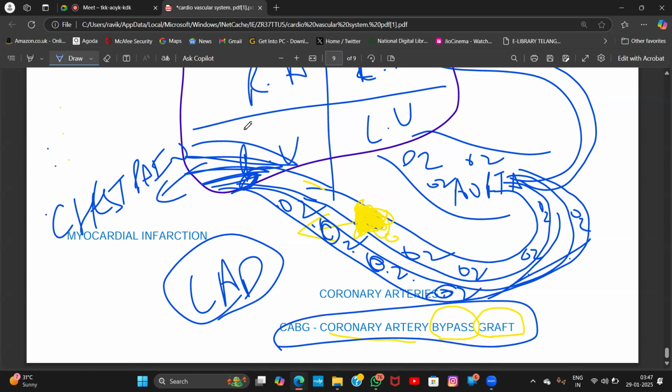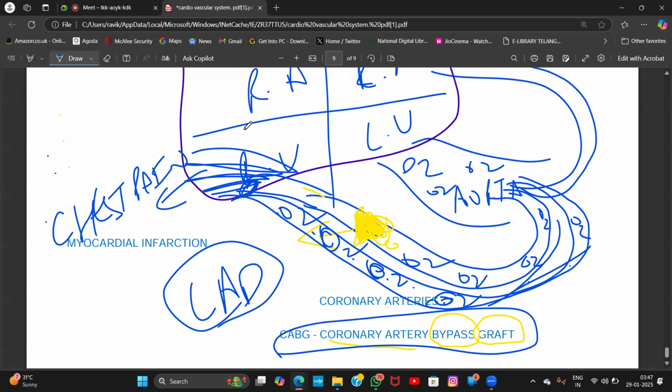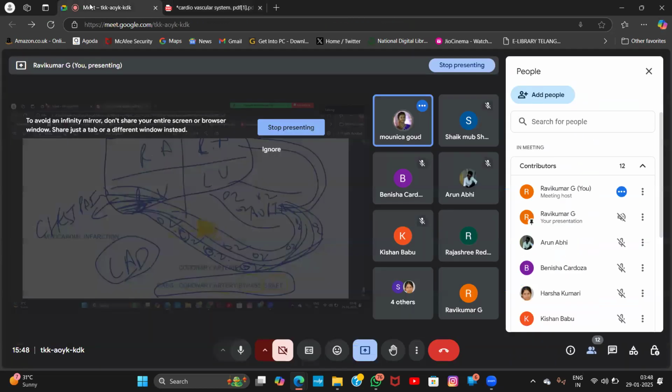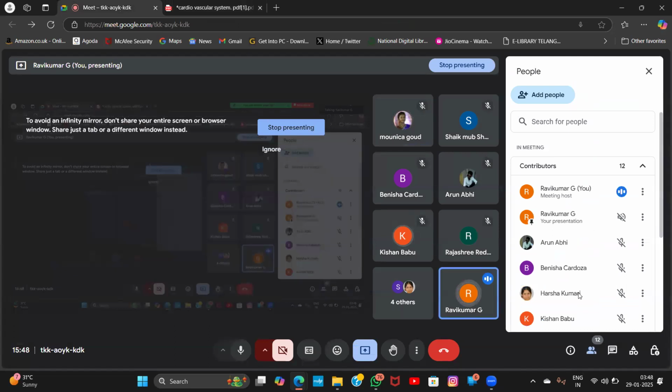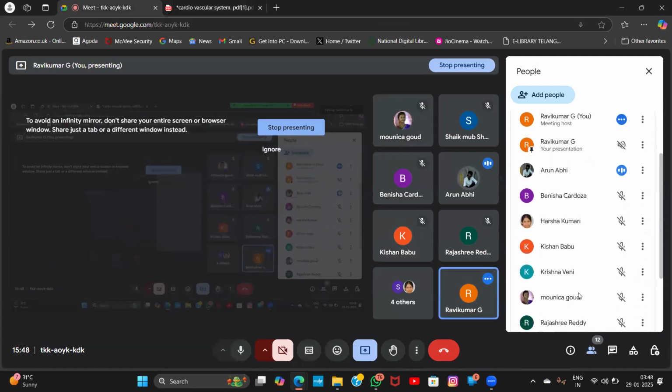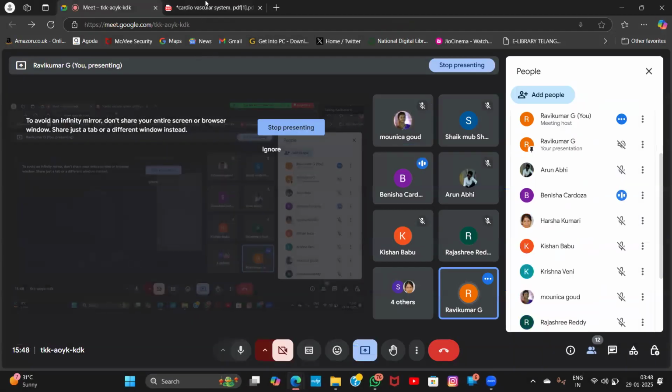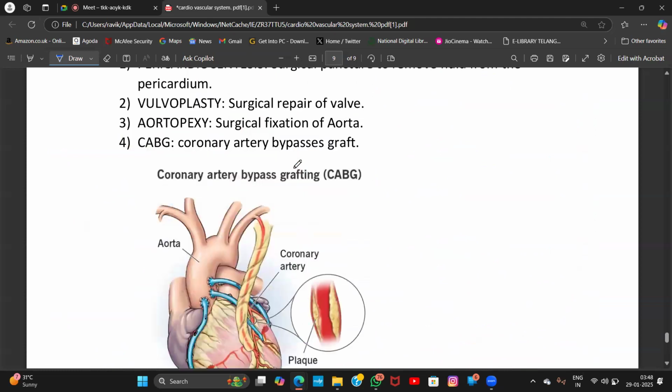Is it clear? Everyone, Monica garu, is it clear for you? Rajashri garu? Yes, new joiners. Arun garu, is it clear for you? Venishar garu, are you able to understand? Yeah, okay then. That is called CABG.